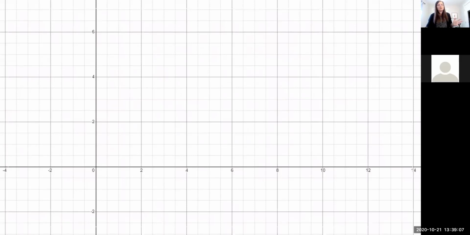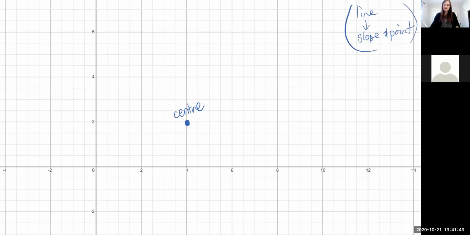Let's think of the definition of a circle. How would you create a circle in daily life? We've got to have a center. Yes, that's right, very good. You need a center point, just like with a line you need a slope and one point to define the line. For a circle, we need a center point, or any point on the circle, but the center point is helpful.